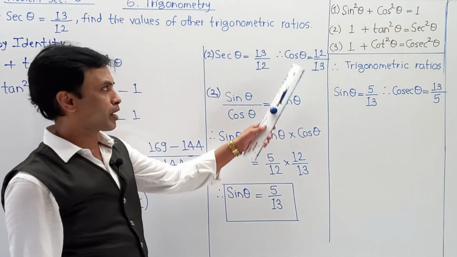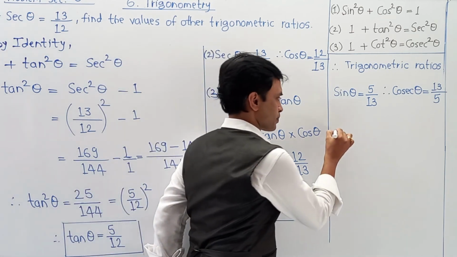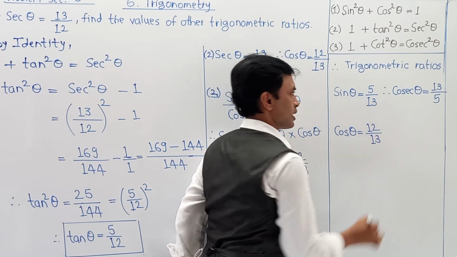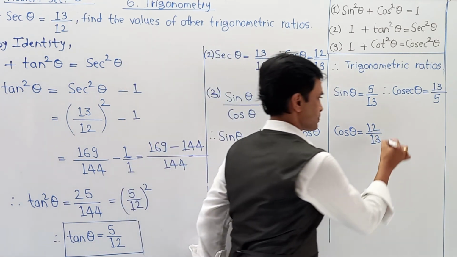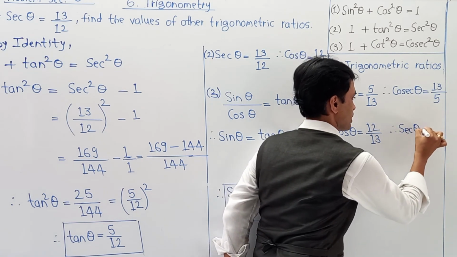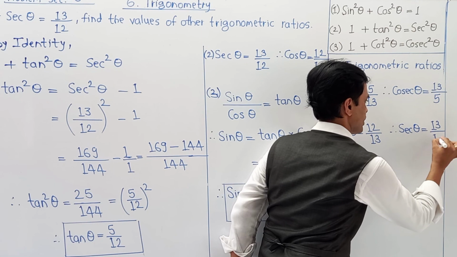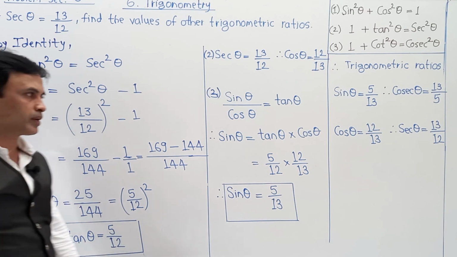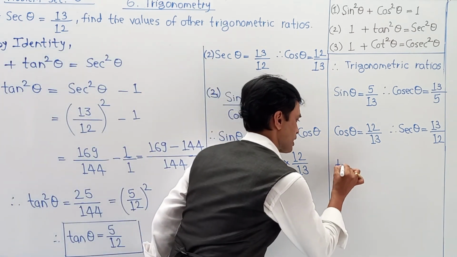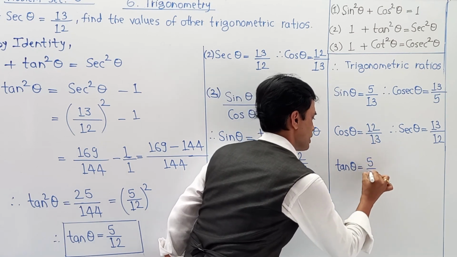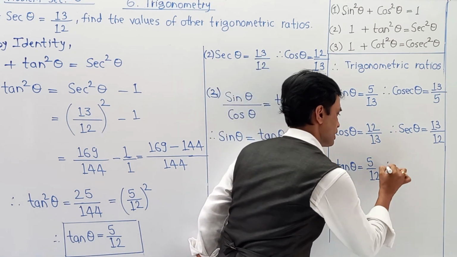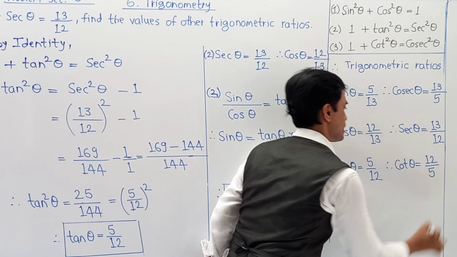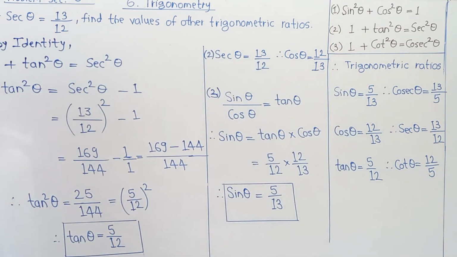Next, we are able to calculate the value of cos theta, 12 upon 13. Naturally, sec theta becomes 13 upon 12. In a similar manner, we calculated the value of tan theta, that is 5 by 12. Tan theta is equal to 5 upon 12. Therefore its reciprocal, cot theta, is equal to 12 upon 5. And in this way, you can complete the entire structure.